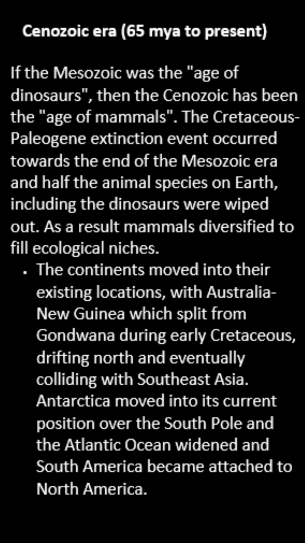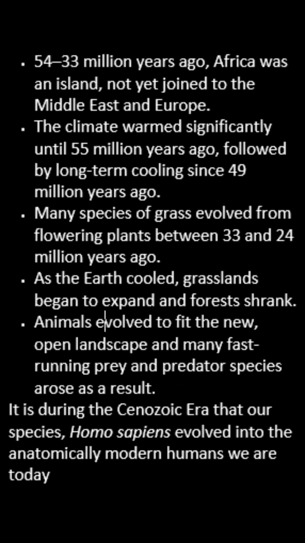What happens next? We enter our current era, the Cenozoic era, starting 65 million years ago. This is often called the Age of Mammals. With the dinosaurs gone, mammals, which had been around but were mostly small and hiding in the shadows, underwent this incredible diversification. They spread out, evolved, and filled all those empty ecological roles. So mammals took over. They really did. Continents continued to move into their present positions. Africa spent some time as an island before connecting with the Middle East and Europe. The climate generally cooled down over the long term after an initial warm phase.